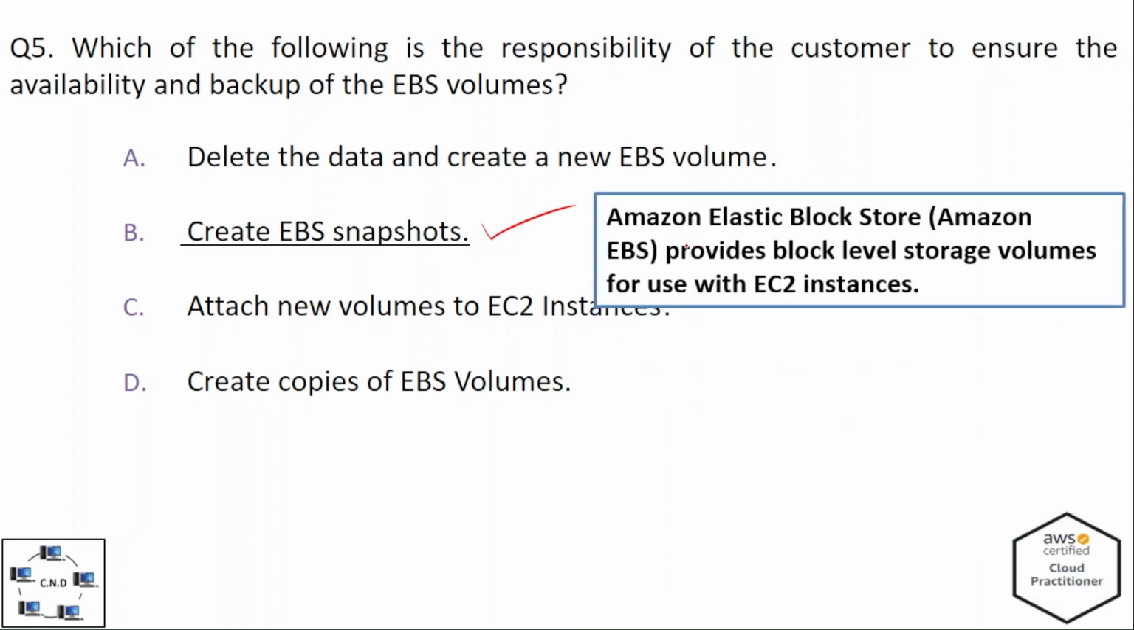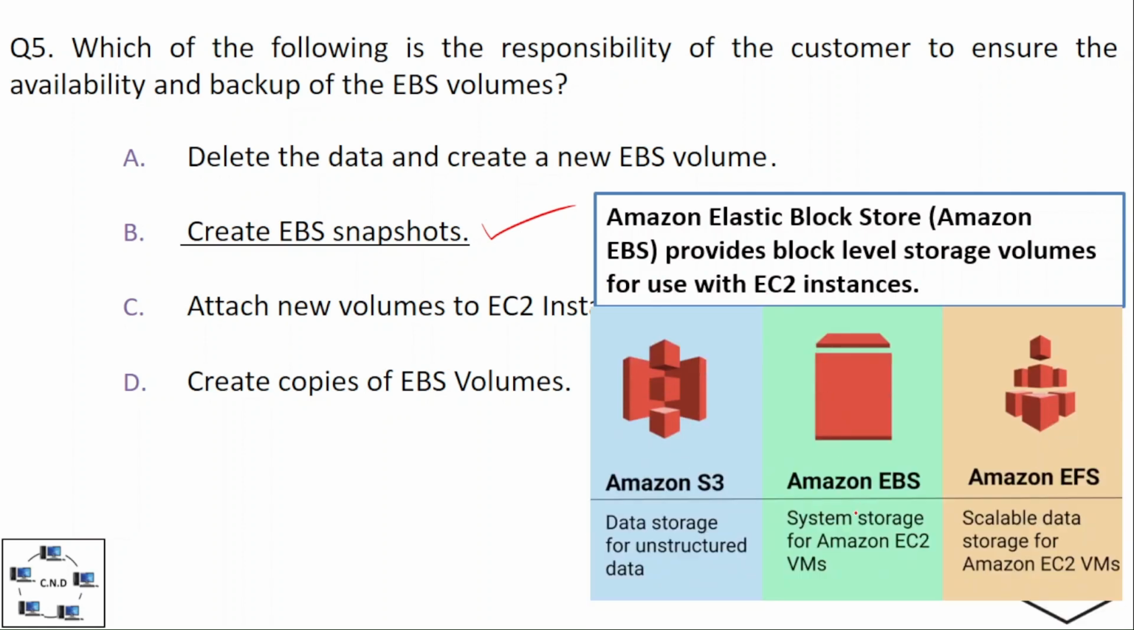So Amazon EBS stands for Amazon Elastic Block Store. That is, Amazon EBS provides block level storage volumes for use with EC2 instances. So the EBS volumes are basically used with the Amazon EC2 instances or Amazon EC2 VMs. So these are different types of Amazon storage, and EBS is used with the Amazon EC2 VMs.